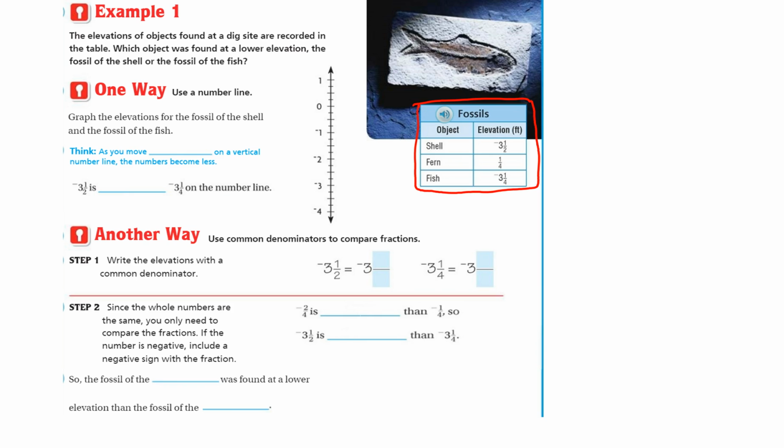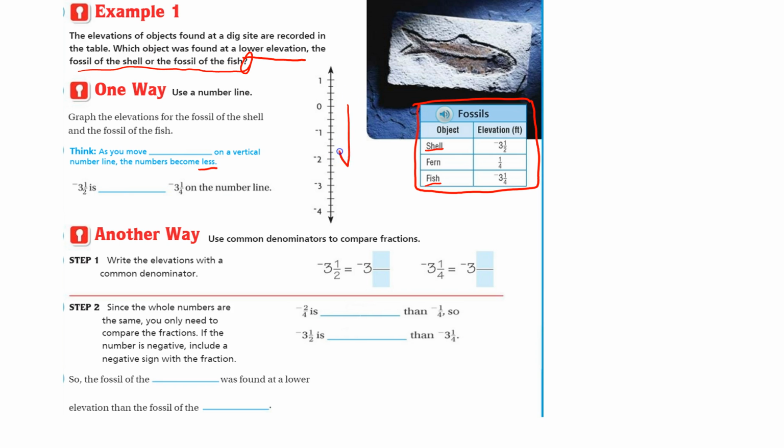Which object was found at a lower elevation? The fossil of the shell or the fossil of the fish? So we're looking at the shell and the fish here. Okay, graph the elevations for the fossil of the shell and the fossil of the fish. As you move blank on a vertical number line, the numbers become less. So we talked about that before.